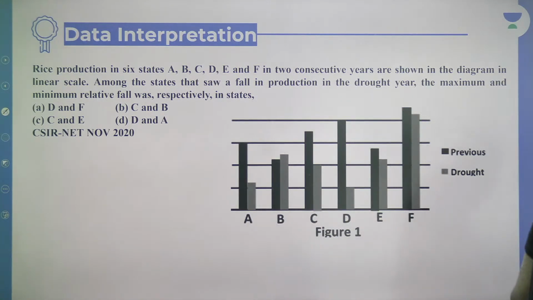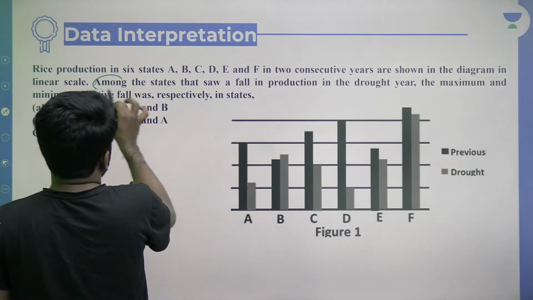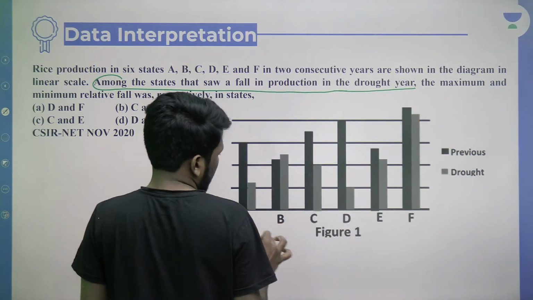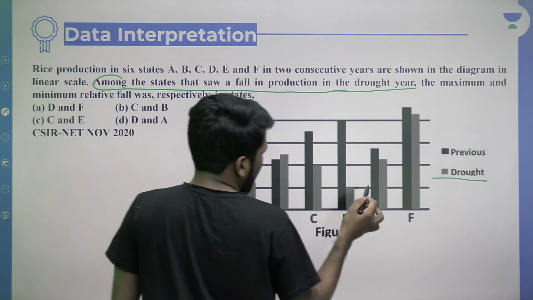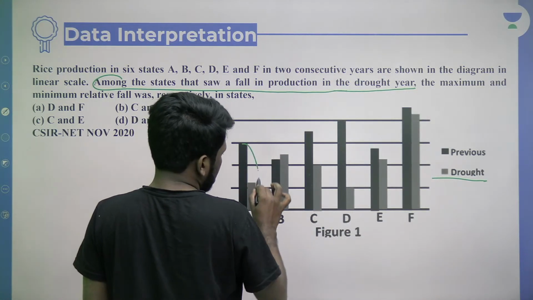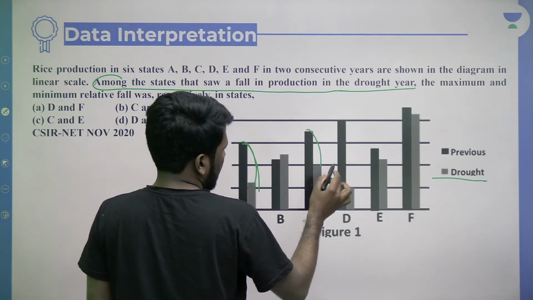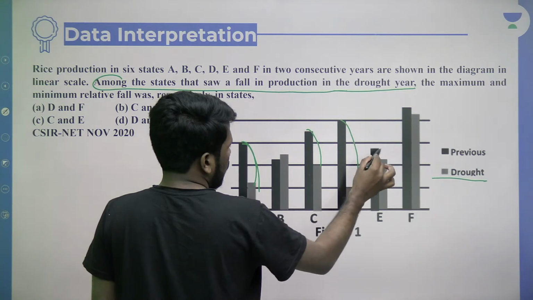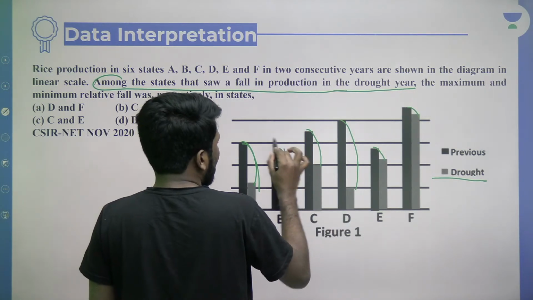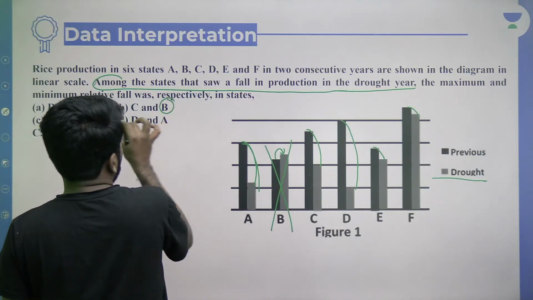So first of all, in these kinds of questions, to save time, answer only what is asked. Among the states that saw a fall in production in the drought year means, for example, the drought year is the grey region and the previous year is the dark region. A is a state which saw a fall. C is a state which saw a fall. D saw a fall. E saw a fall. F saw a fall. But B saw a rise. So first of all, you should eliminate B and any option having B in it.